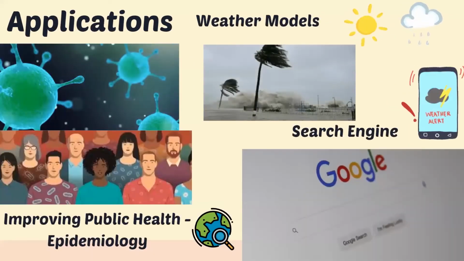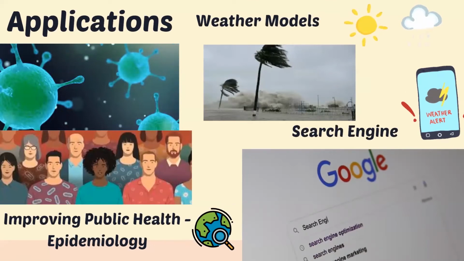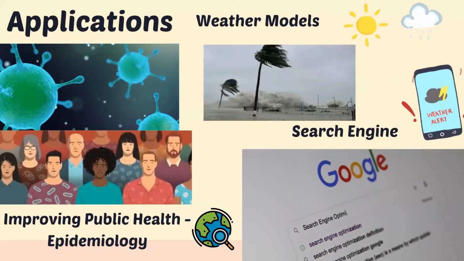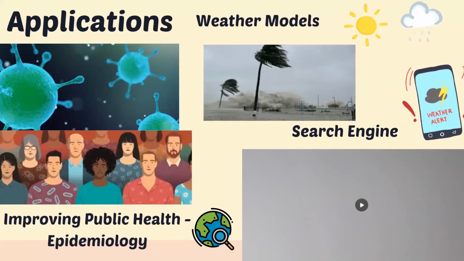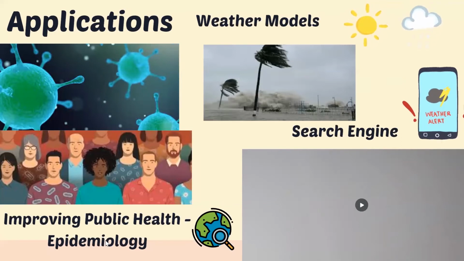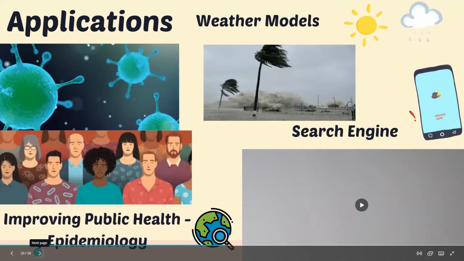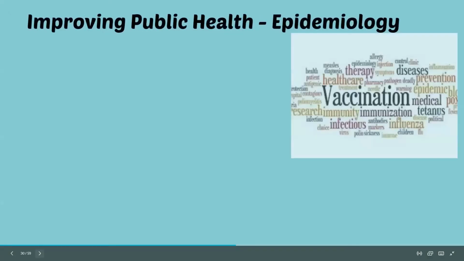So now I'll give you some other applications. Till now we have discussed something related to the different branches of engineering. Now we'll look at some models. The first one is weather models. The second one is improving public health, which is called epidemiology. And this is being used in different search engines. So we can see everything in detail.